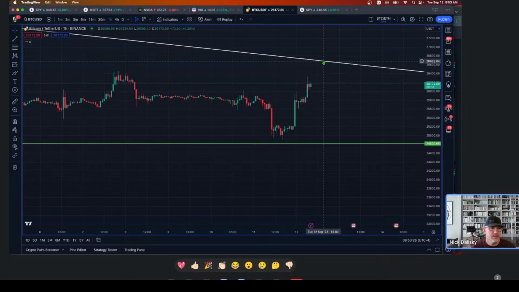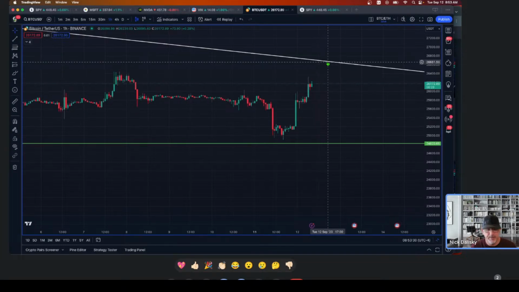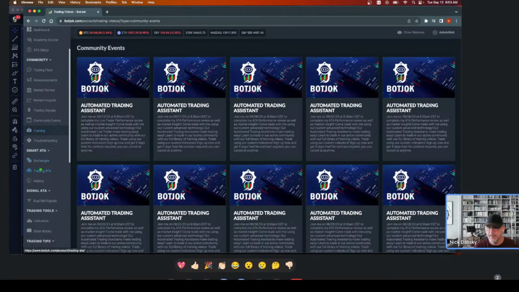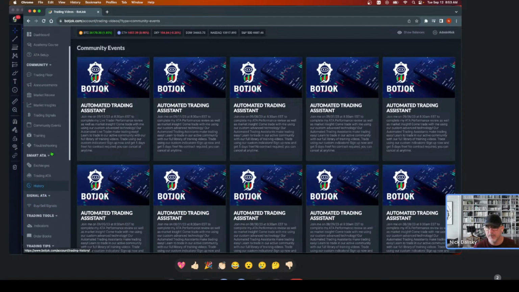It likely can continue up to about 26,682. But again, this is gonna be very news dependent tomorrow, guys. And I believe the news is supposed to be more bearish tomorrow, so it's gonna be interesting to see how that's priced in. It might be already priced in with a lot of the pullback, especially for crypto.